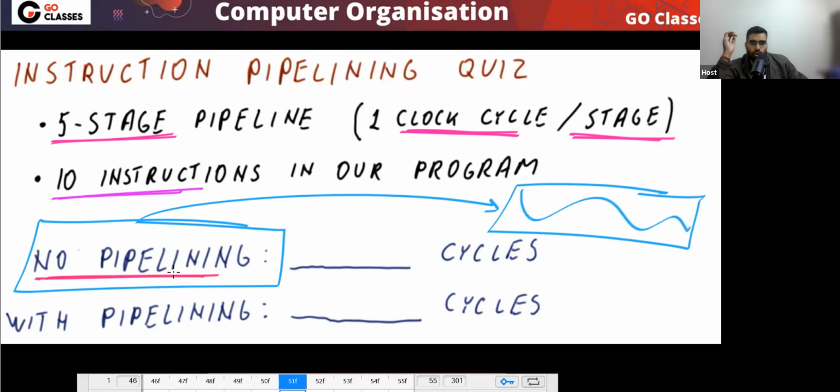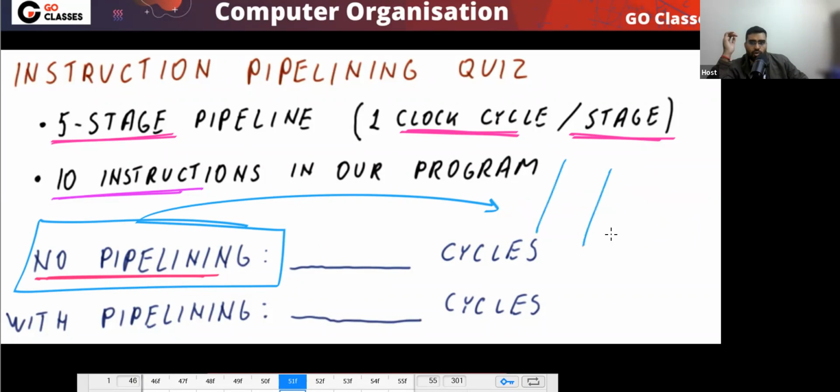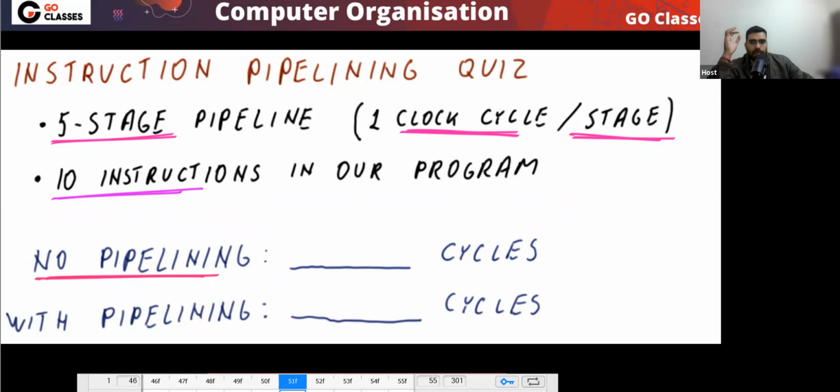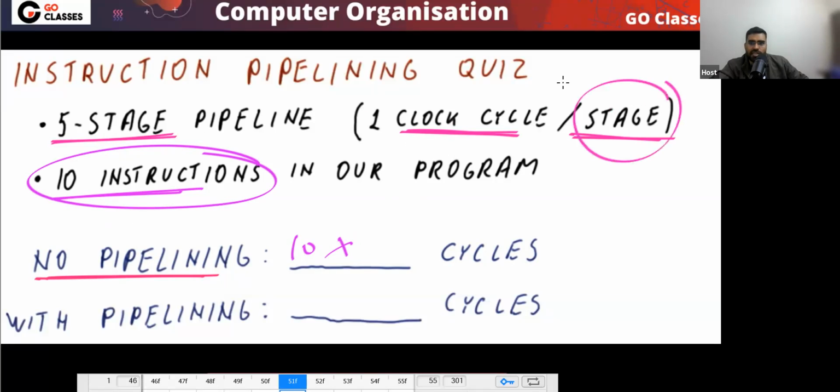So when you do not have any pipeline, there is no concept of stages. Very simple. When you have no pipeline, then for 10 instructions you will notice that each instruction will take how much time? You can notice 5 cycles, because one stage is one cycle.